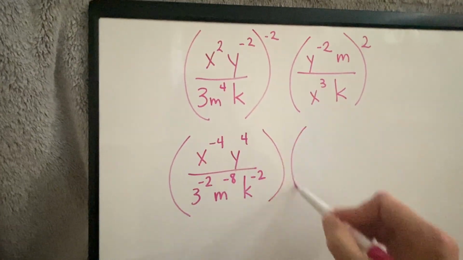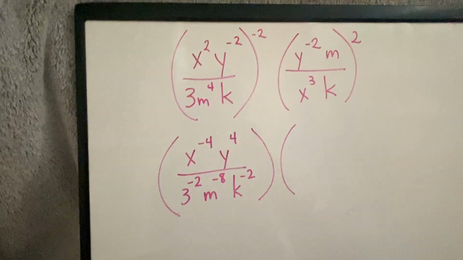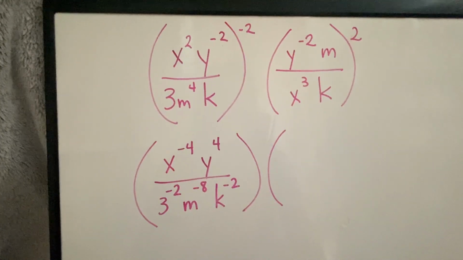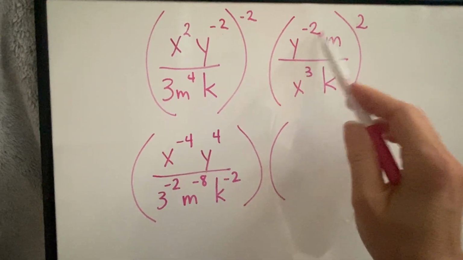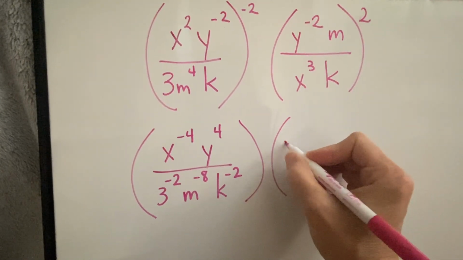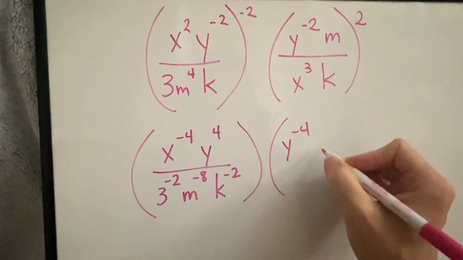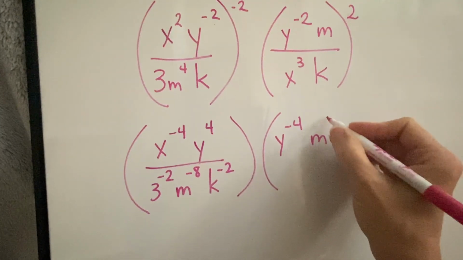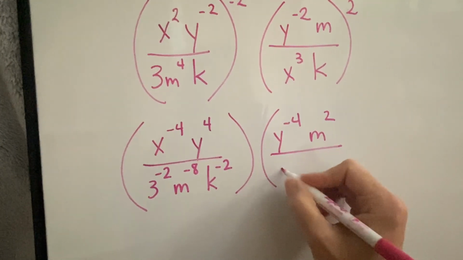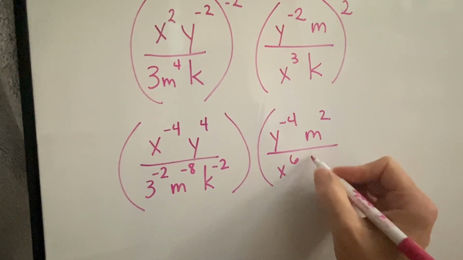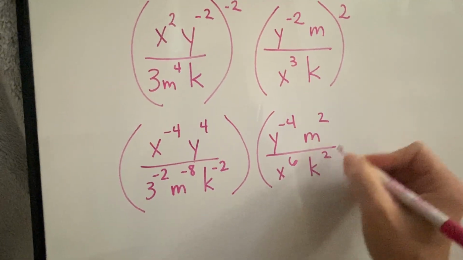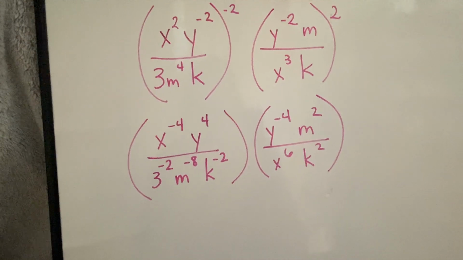Now, all of this is going to be times by this, okay? So we're going to have some simplification here. Negative 2 times positive 2 is negative 4. 1 times 2 is 2. 3 times 2 is 6, and 1 times 2 is 2. Okay, so here we are so far.